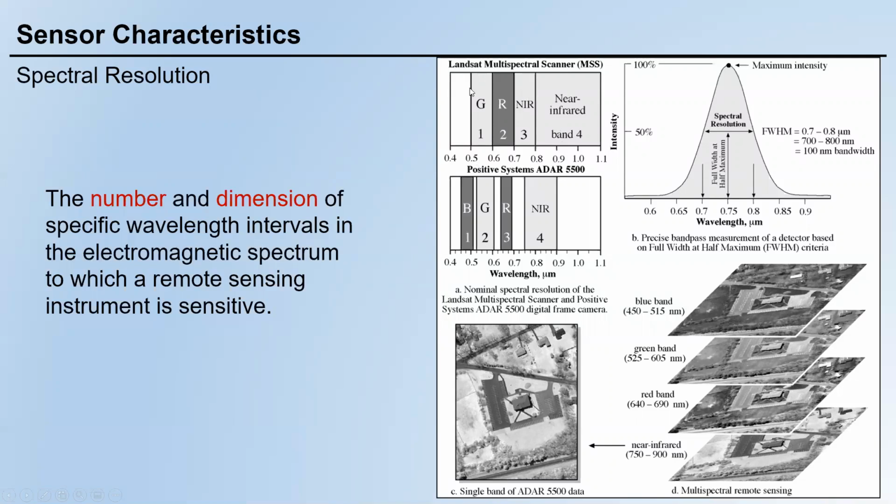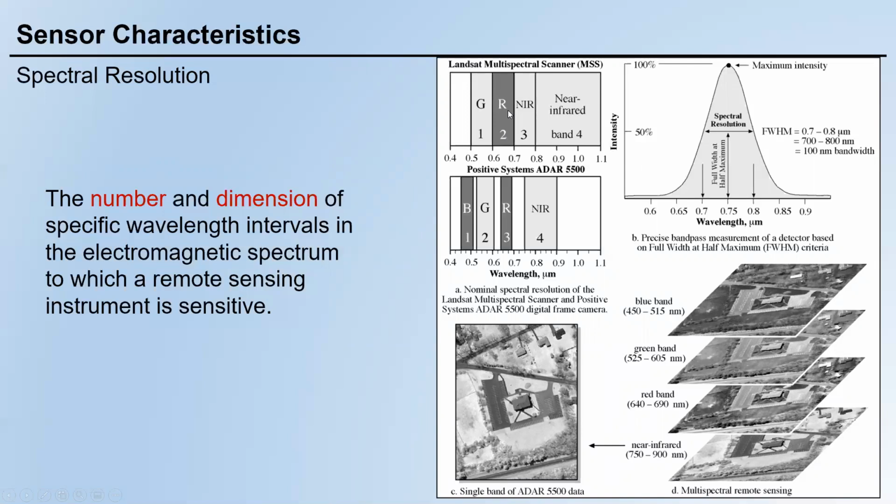So for the top figure here, we have the Landsat multispectral scanner. It's a sensor called MSS. So it has 1, 2, 3, 4 bands.